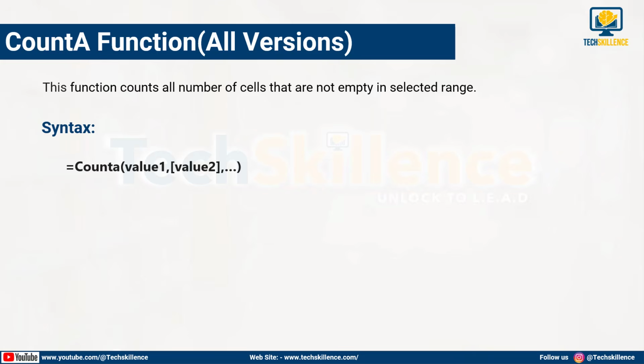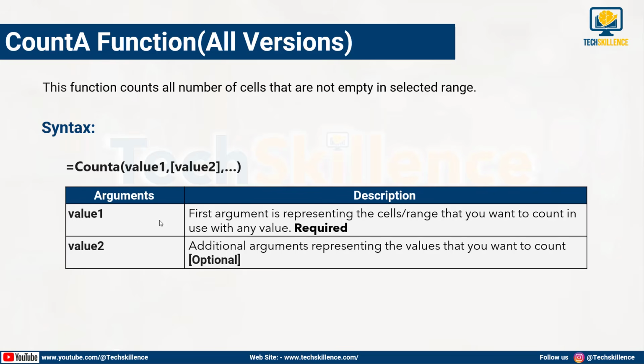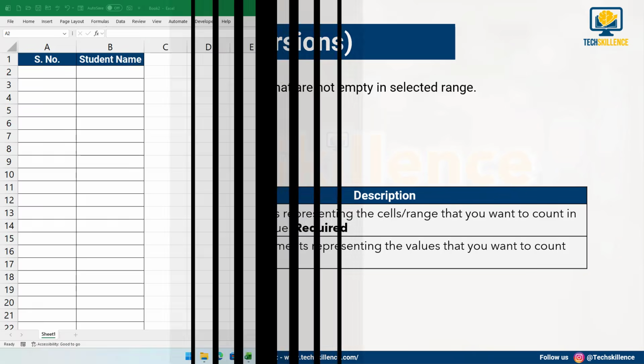If I check the syntax of this function, it is asking me the value 1, value 2, and the value 1 here can be anything. So the first argument here representing the cells or the range that you want to use for counting the values. It's again a mandatory parameter, required one. All the other parameters are optional. So if you want to use that, use it, and if you don't want, you can leave that one. Here we are done with all the 3 required functions, and now it's time to go with something as demo.